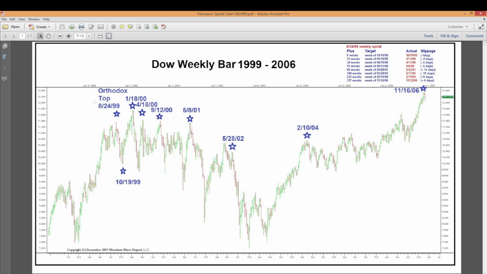By the way, I write orthodox top. I know the market topped on January 18th, but I had figures and multiples which had a price and a time there, so I called that the top, and that's how I was able to catch all of these turns, because I was starting from August 24th and not the January 18th, the actual high. So to me, that's still the orthodox top. Okay, you can label it however you want, but that was the original Fibonacci spiral chart, if you will.